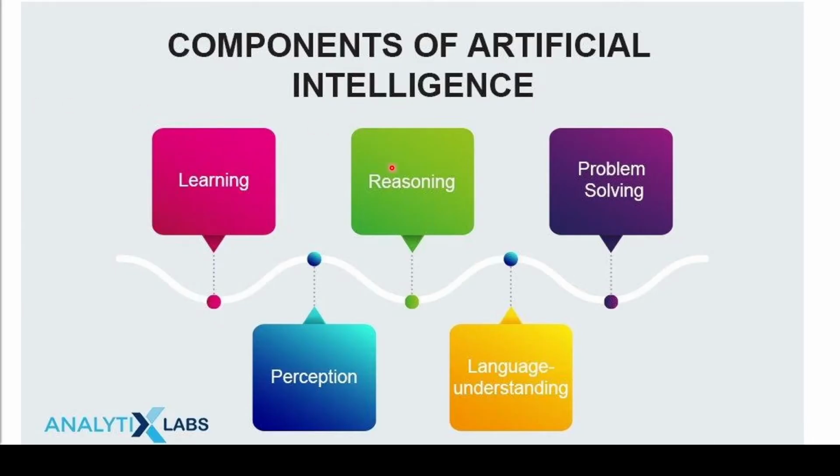So these are the components of artificial intelligence. It must have a learning part, and then the reasoning part, problem solving, and then perception, meaning that there is a sensor to it, and then language understanding.